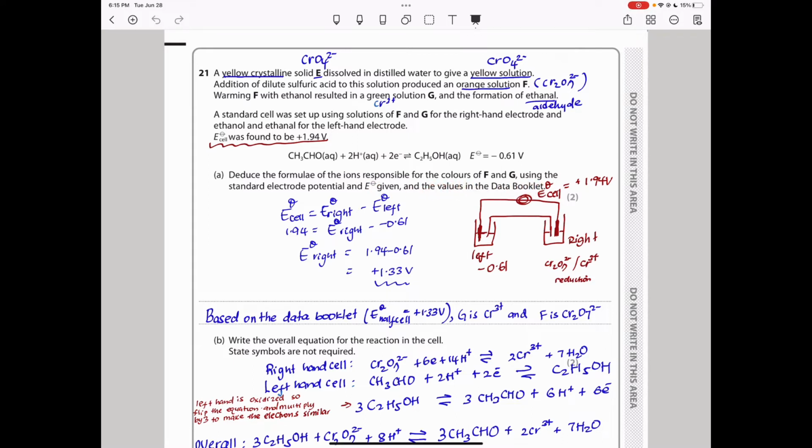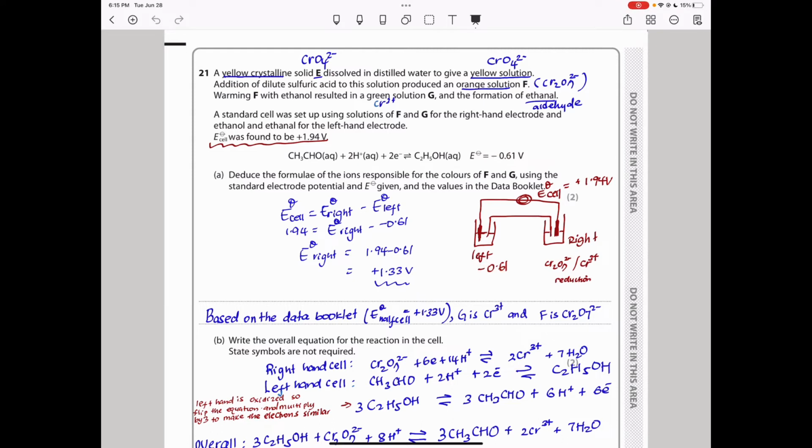So if you refer to your data booklet, here we can see, remember here, I have already established that when you look at the data booklet, we're going to find the one for dichromate chromium(III). So the dichromate chromium(III) is going to be on the right because we can see it's going to be gaining electrons to be reduced, while the other is going to be oxidized. So the alcohol is going to be oxidized to an aldehyde. So it means it has to be on the left to be oxidized. So this is what we have there.